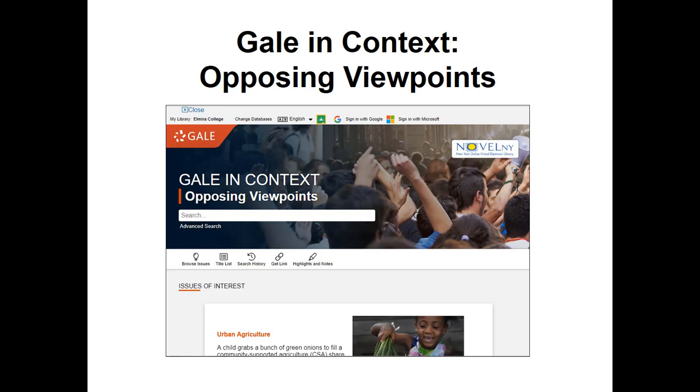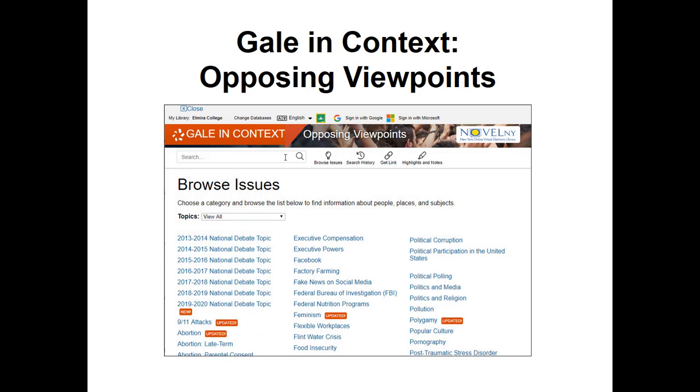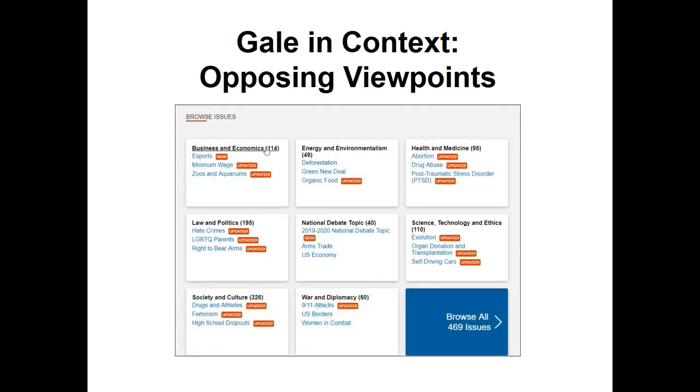The Gale in Context Opposing Viewpoints database is similar to CQ Researcher. Both resources cover current affairs and hot topics. Click on Browse Issues to see a list of topics. These are listed in alphabetical order with tags to show new and recently updated issues. This makes it easy to find up-to-date information on specific topics. You can also scroll down the Opposing Viewpoints home screen to see issues grouped by broad subject areas.